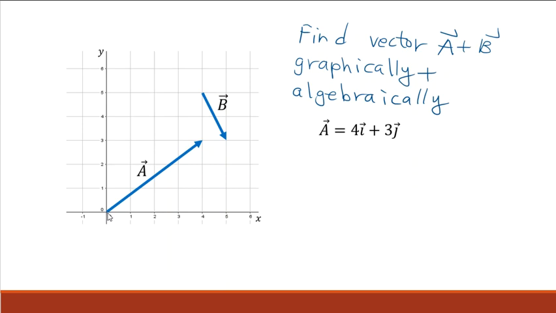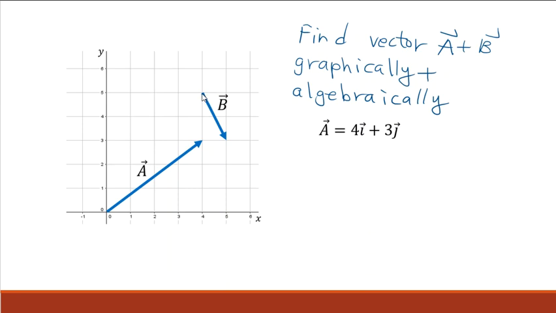So start from the beginning of the vector. This is right 4, up 3. Right is positive in the x direction, so that's positive 4i. Up is positive in the y direction, so that's positive 3j. Okay, so vector A equals 4i plus 3j.